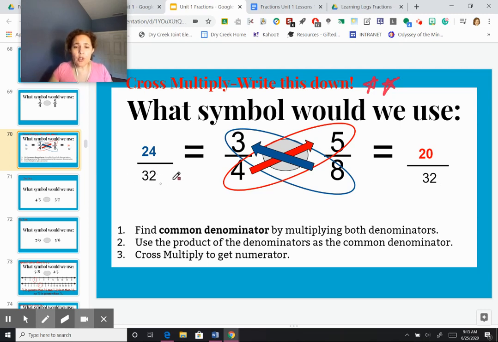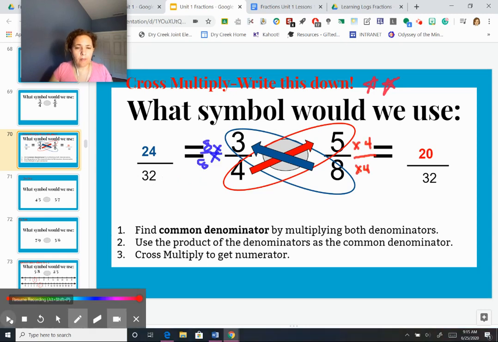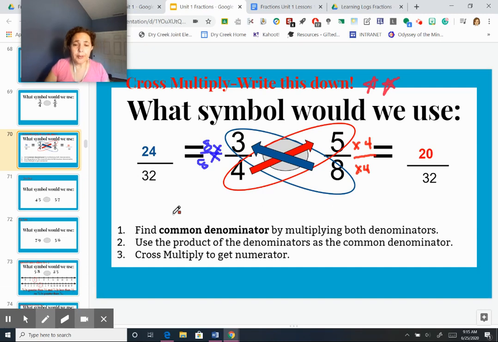So basically what I'm doing is using the cross multiplication. I got 32 for my common denominator, and then I'm saying 4 times what number is going to give me 32? So 4 times 8, right? So in essence, what I'm doing is I found 32 as my common denominator. So 4 times what is 32, 4 times 8.